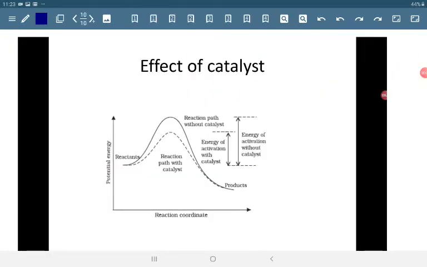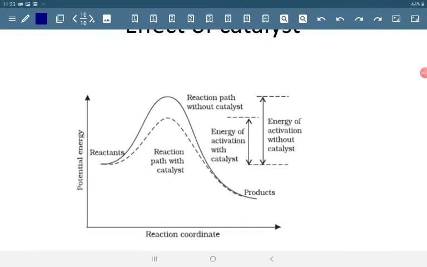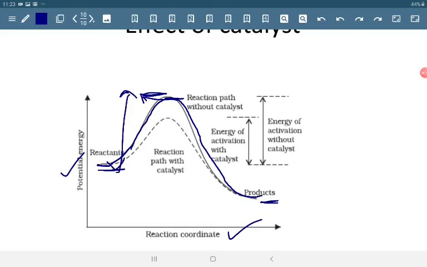Now you will study about the effect of catalyst on the rate of a reaction. Again the same graph is before you, potential energy against the reaction coordinate or the reaction profile. So this is the energy of reactants, and first the energy of reactants goes on increasing. Here the activated complex is formed and then the energy of the system falls and the products are formed here. So this much, from here to here, is the energy of activation. This one is EA.